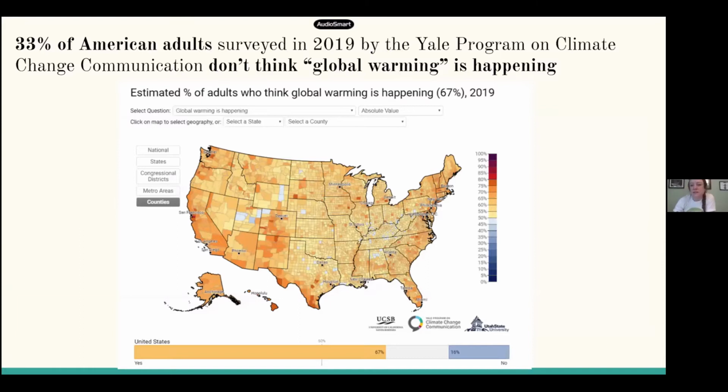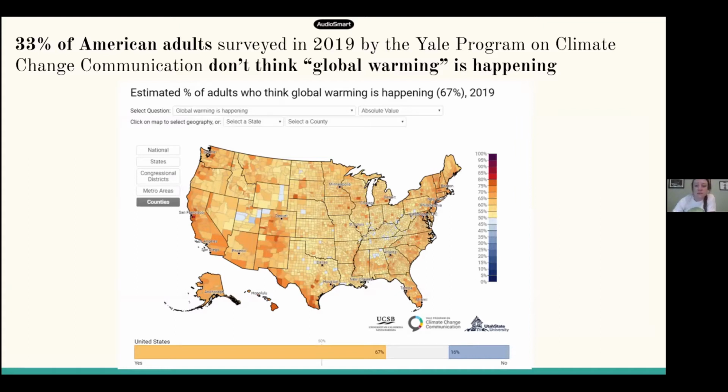And one of the things I like to include in presentations about climate change is this map. This is from the Yale program on climate change communication. They did surveys around the country in 2019 on questions related to what they call global warming, which is a charged term compared to climate change. But one of the things they asked adults was whether they think global warming is happening. And they found that only 67% of adults in the US actually think that it's happening.